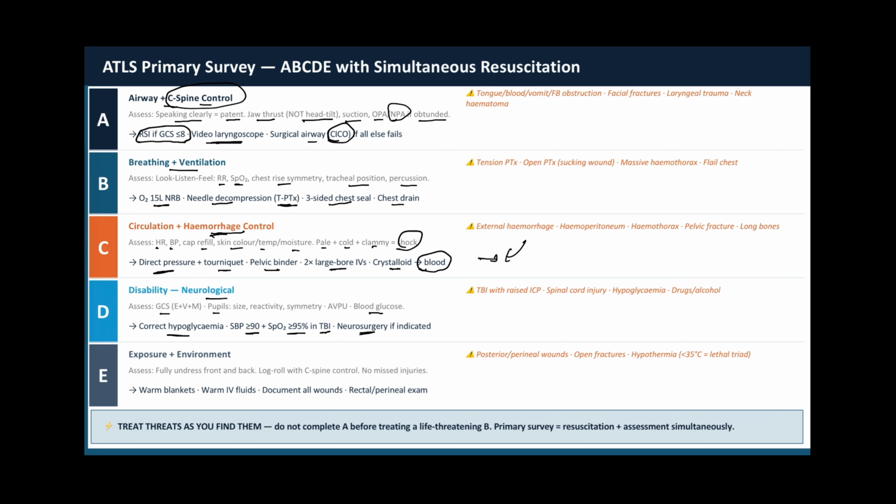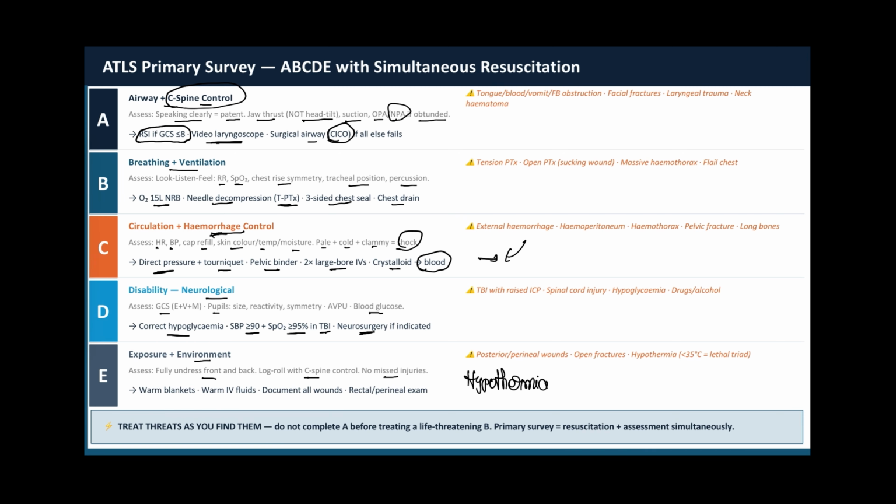Next is E. E for exposure. During the exposure, you need to fully undress the patient, front and back. Do the log roll with C-spine control and make sure that you are not missing any injuries. Okay, remember this E, exposure, is also tagged with the environment. While you're undressing the patient, you're exposing the patient to the external environment. And during this time, the patient is at risk of hypothermia.